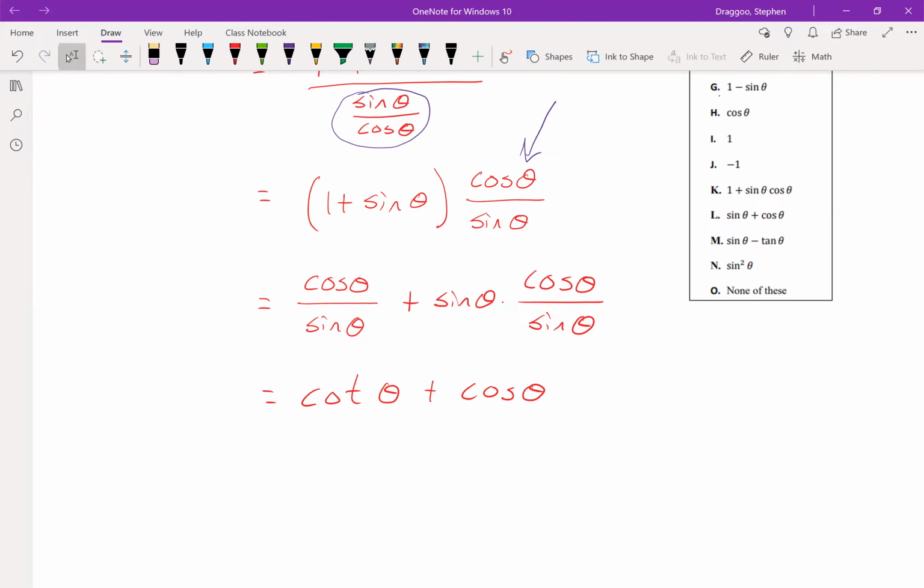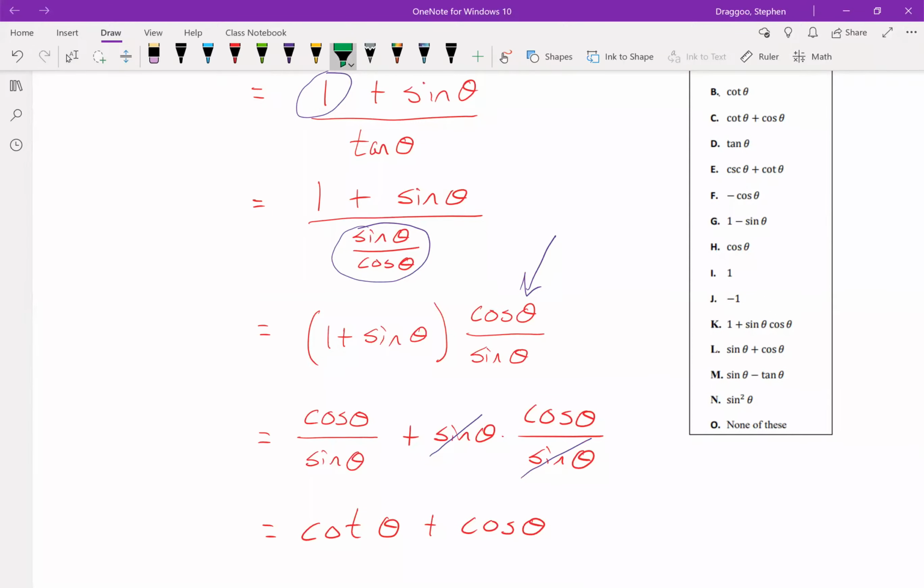Some things can simplify here. In that term on the right, I have sine theta divided by sine theta, so I'm able to reduce those. And in the term on the left, I have cosine over sine, which is the reciprocal identity for cotangent, which is option B.